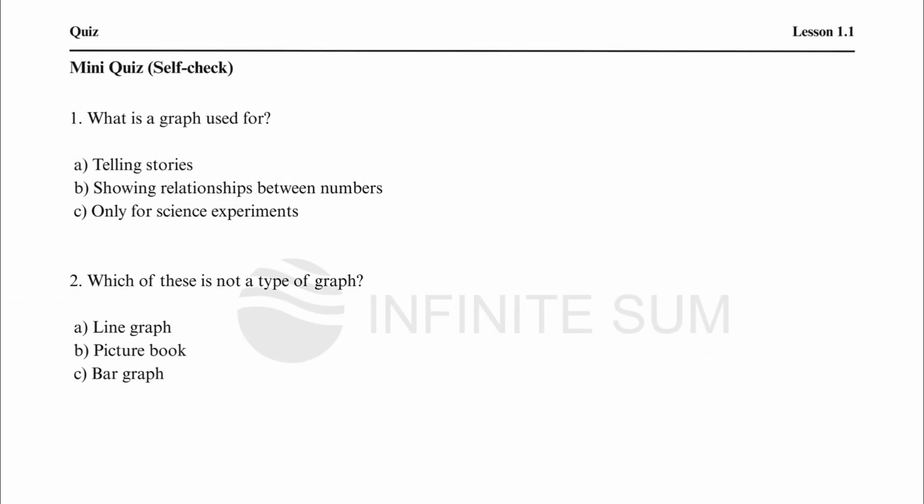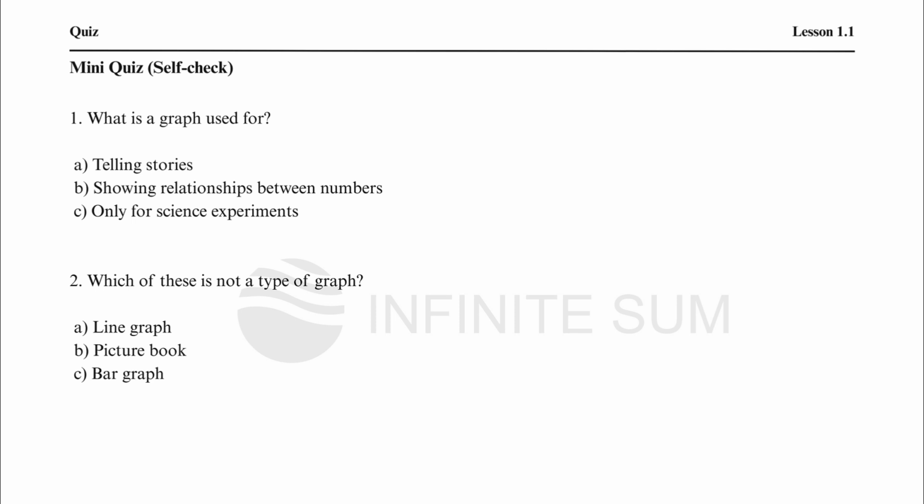Let's evaluate our lesson with these two questions for a quiz. Number 1. What is a graph used for? A. Telling stories. B. Showing relationships between numbers. And C. Only for science experiments. So your right answer will be B.